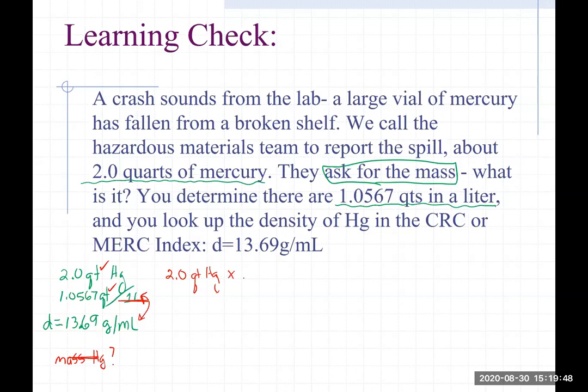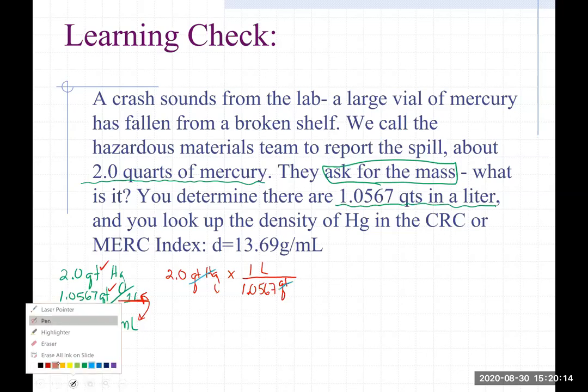First thing I know I need to do is get rid of the quarts. So they're going to go down on the bottom. And I have this conversion factor that 1.0567 quarts is in 1 liter. And now I know that my quarts are going to cross cancel. And I currently have liters, which is not what I'm after.